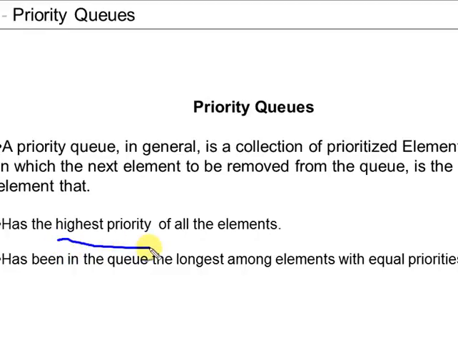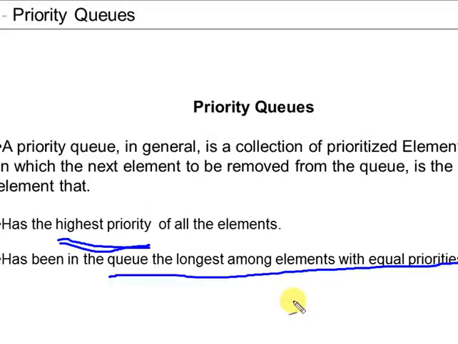We have seen so far it is first in, first out, but now the first in, first out principle will not be followed strictly. It will be followed with the first rule that you find out the element which has the highest priority, and there is a factor, and both have to be true: has been in the queue the longest among elements with equal priorities. So if there are two elements with the same priority, let us first find out who has the highest priority.